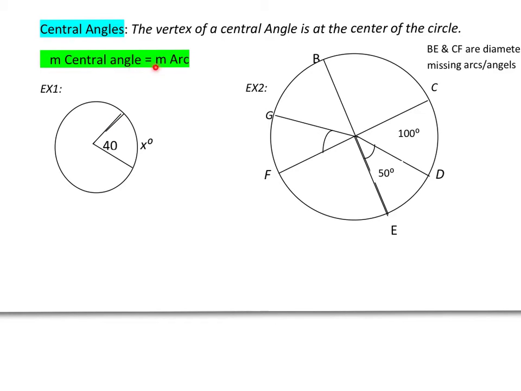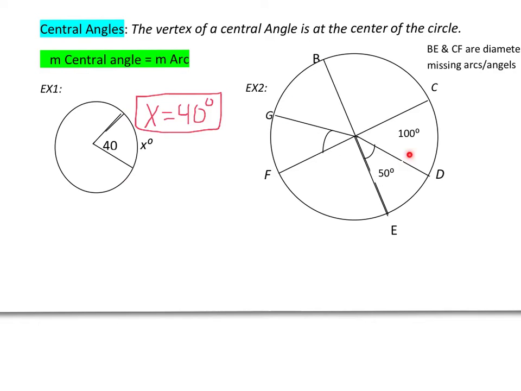Now the measure of the central angle is equal to the measure of the arc. In other words, if this angle is 40, what about the measure of this arc, given that this is the central angle? The formula says that they're equal, so if this one is 40, guess what this one is? Yeah, you got it. So x equals 40 degrees. So the arc is also 40 degrees. Okay? As you can see, that example is very straightforward.